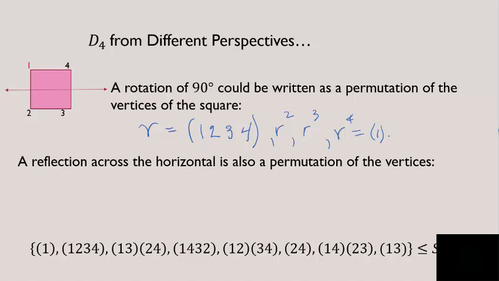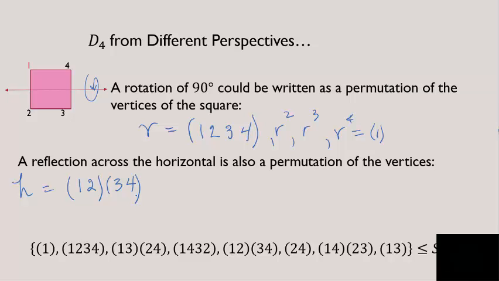A reflection across the horizontal, here's the horizontal, let's call it H. Reflection through the horizontal is also a permutation of the vertices. H sends vertex 1 to vertex 2 and 2 to 1. It just switches 1 with 2 and, of course, 3 with 4. So now we've written H as a permutation.